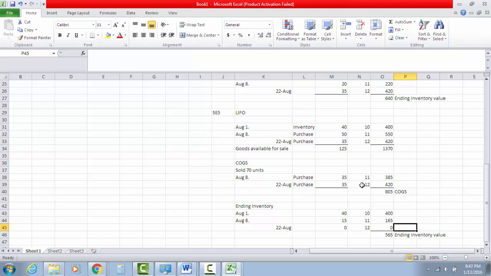So again, remember, as you're calculating all of these different values, the number of units does not change, the total available for sale doesn't change, and the ending inventory units does not change. It's just a matter of what the cost you sold and what the cost you still have on hand is.